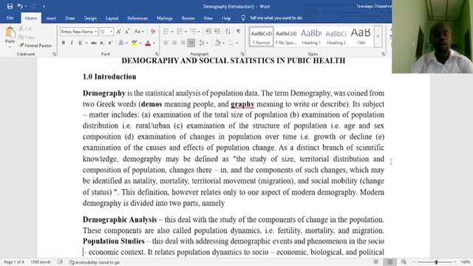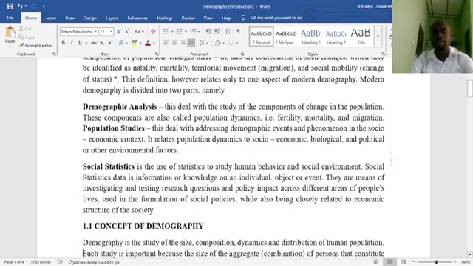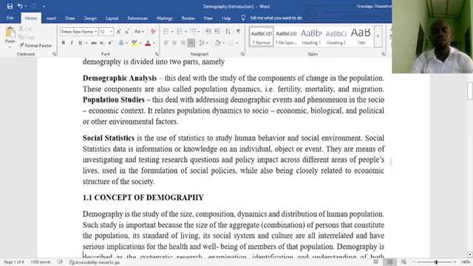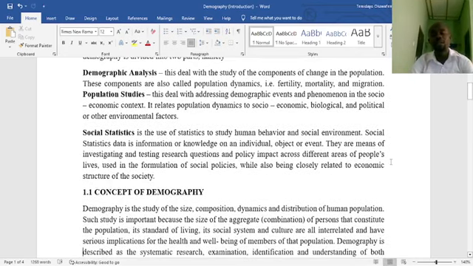Alright, so we have demographic analysis. This is the study of components of changes in population, and this part is called population dynamics. That is fertility, mortality, and migration. The population study deals with addressing demographic events and phenomena in a socio-economic context. It relates population dynamics to socio-economic, biological, and political or other environmental factors. So that's just a little about what demography is all about.